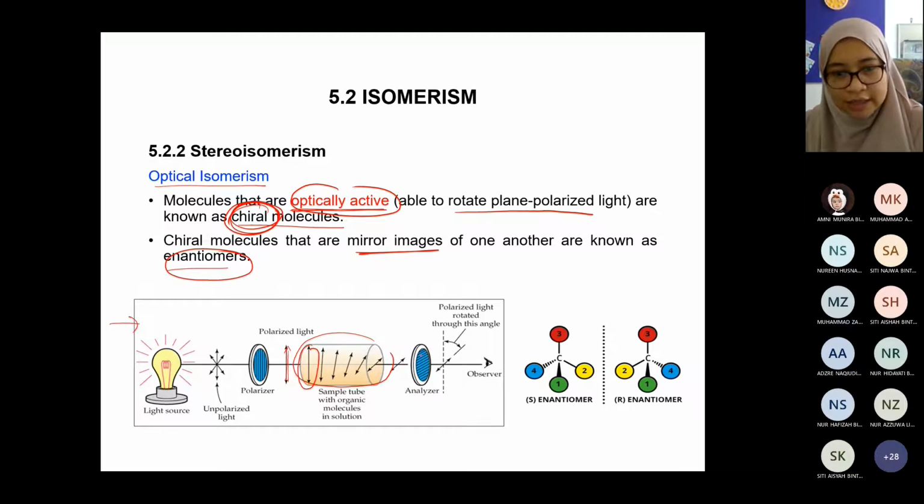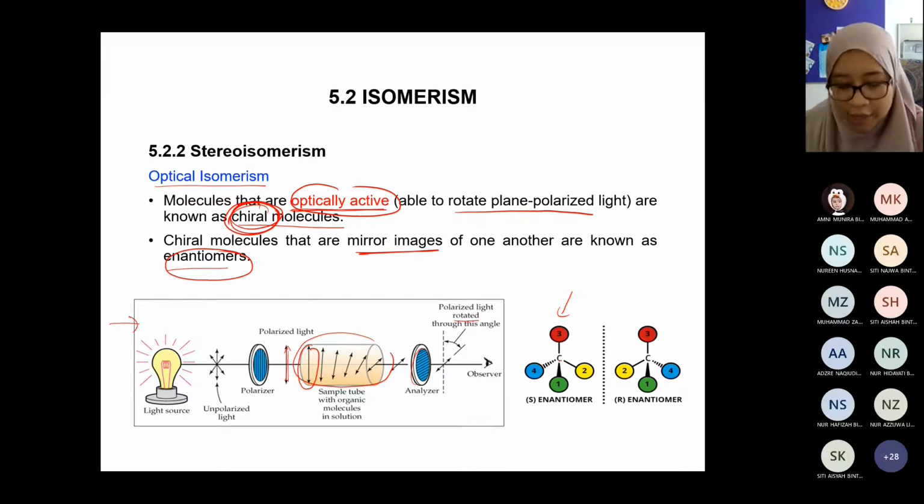Okay, when this light passes through this analyzer and finally reaches the observer's eyes, the observer will observe the rotated light. Initially it was straight, but when it goes through this tube that has the chiral molecule, the chiral molecule has the ability to rotate the light and cause the observer to see the rotated light, meaning the modified light. So that is called optically active.